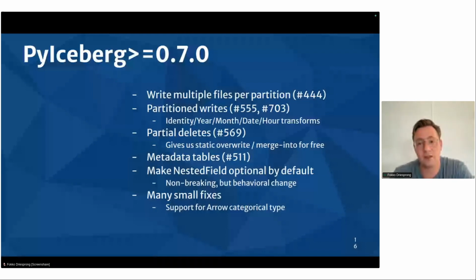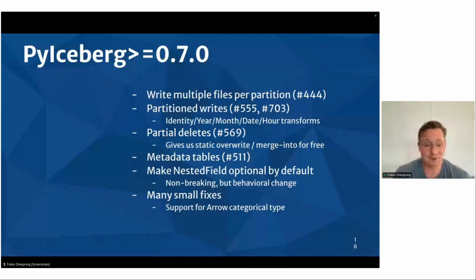This will make sure that the writing of the data stays performant, and we don't have to go back to Python and the C layer of Arrow all the time. Partial delete, something that I'm personally working on, gives us a static overrides merge into for free. I'll tell you more in a minute. And metadata tables, I think this is also great. Also a lot of community support here.